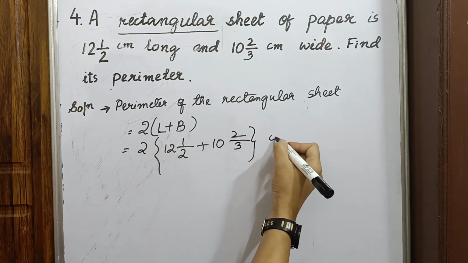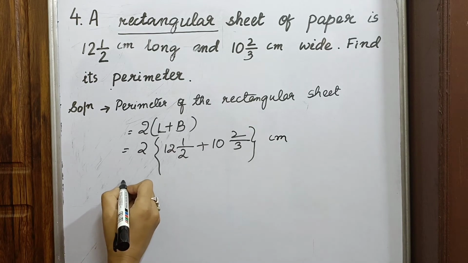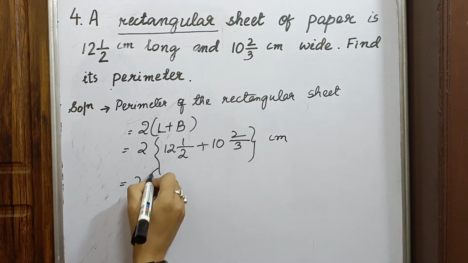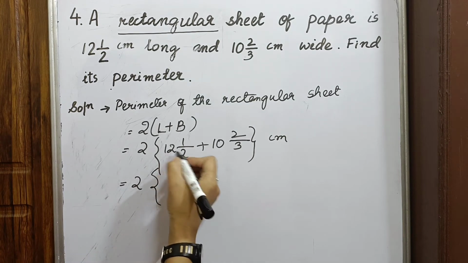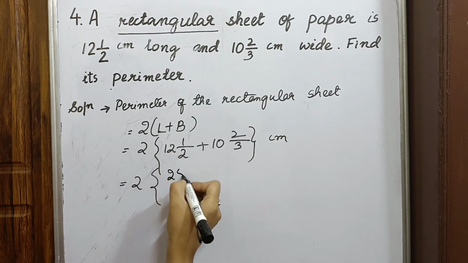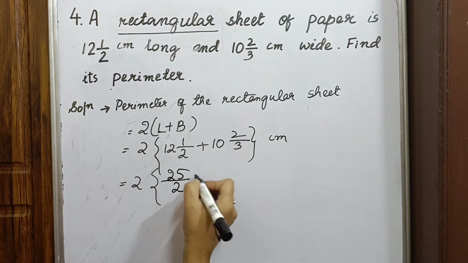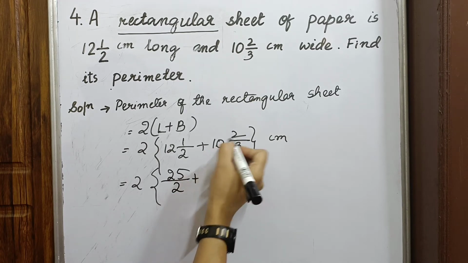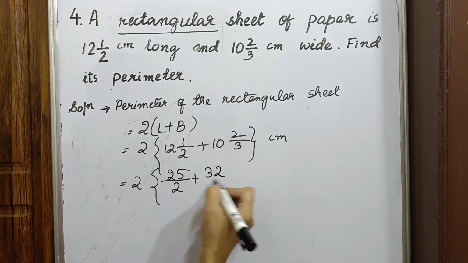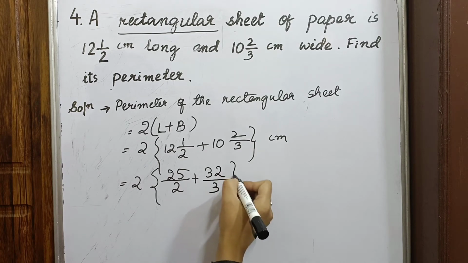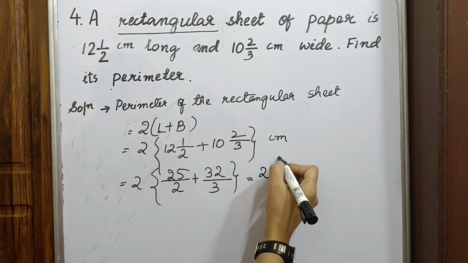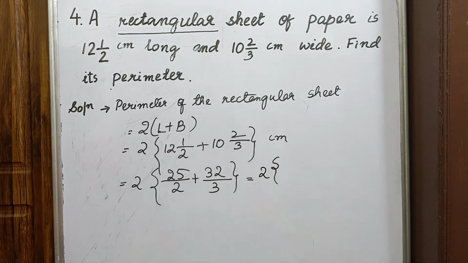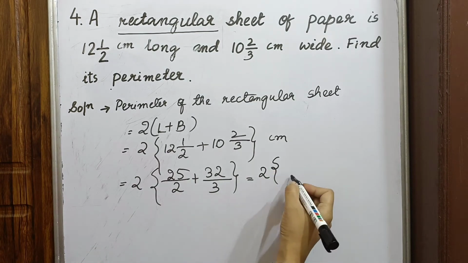So together we can write centimeter of both these two equals to 2 into, here we'll convert into improper fraction, 12 2s are 24, 25, 25 by 2 plus 3 times 10 are 30, 32, 32 by 3. Again in the same way like the previous one which you have done in number 1 and number 2, you find the LCM of these two.